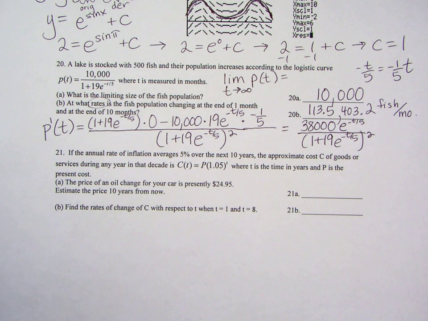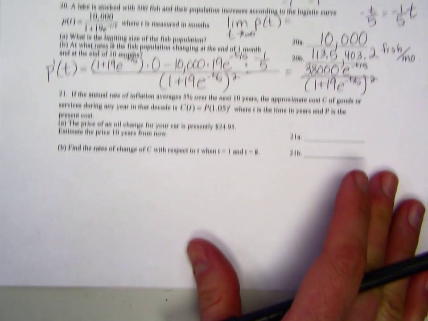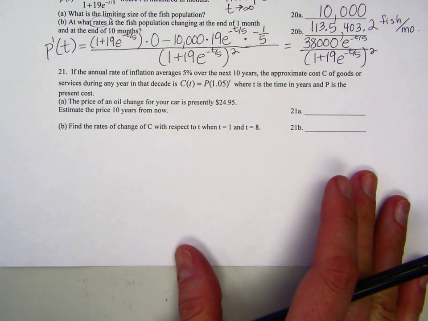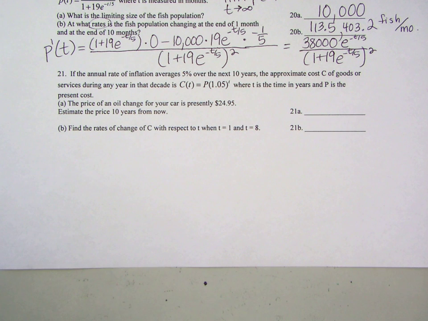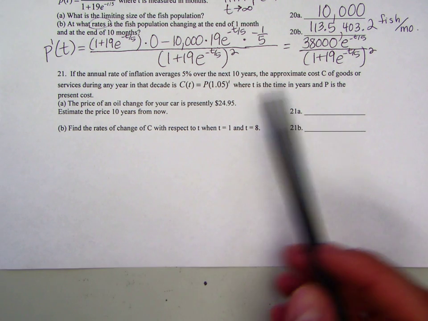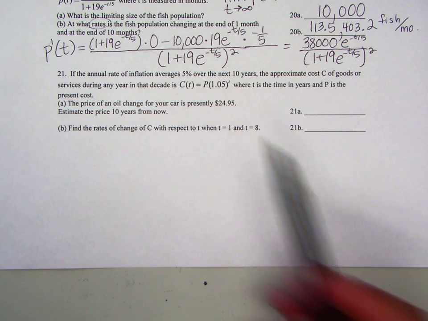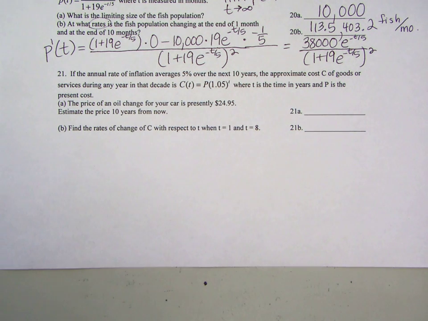In our assignment, we've been working on those applications of natural log functions with derivatives and things. That's where that question comes from. 21, the same thing. Okay. The annual rate of inflation averages 5% over the next 10 years. The approximate cost of goods and services during that year is this equation, okay, where T is the time in years and P is the present cost.